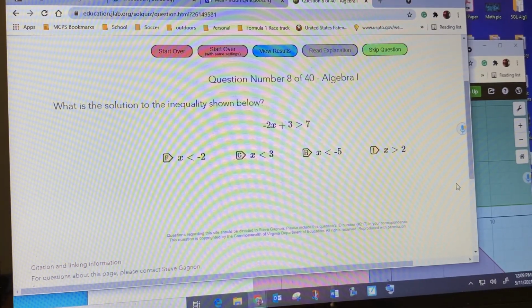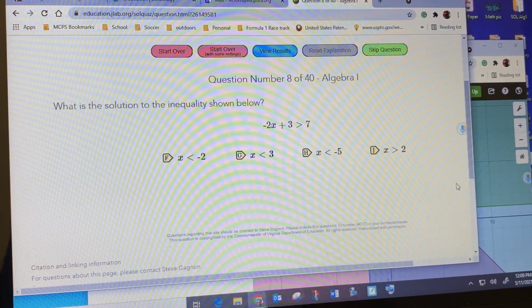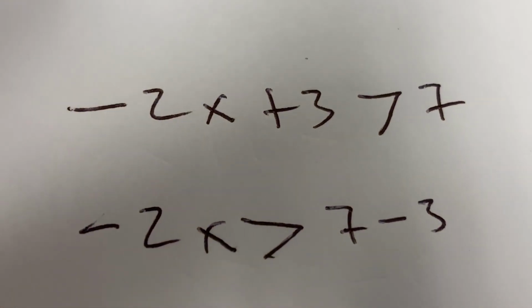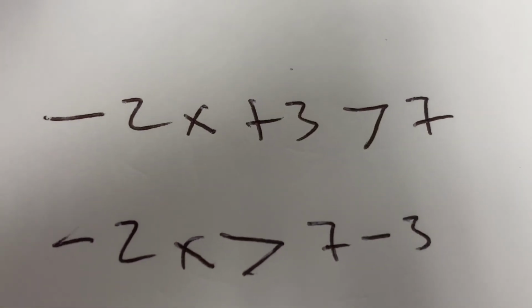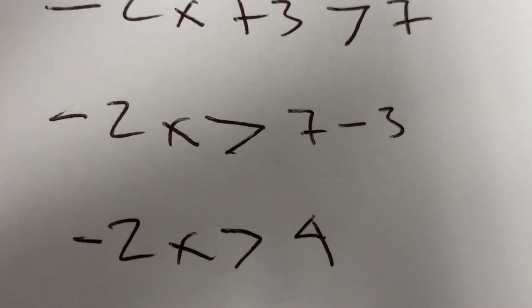What is the solution to the inequality shown below? Negative 2x plus 3 greater than 7. I wrote it down on paper. There it is. Okay, which one do I move? Well, x is on the left side. Let's move the numbers to the other side, to the right side. We move first the plus 3. It's going to be minus 3. So 7 minus 3 is going to be 4.